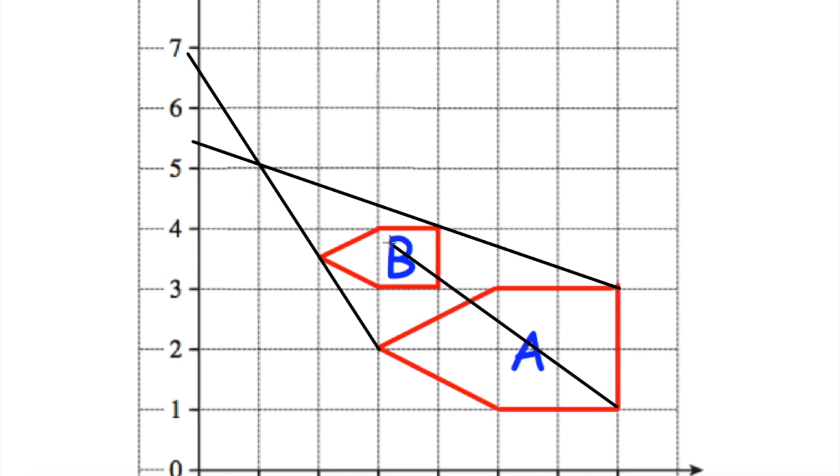Let's choose this point and this point and check it. And again, they pass through the point 1, 5. So the center of enlargement is the point 1, 5. So 1, 5, 1 across, 5 up. So that's the center of enlargement.